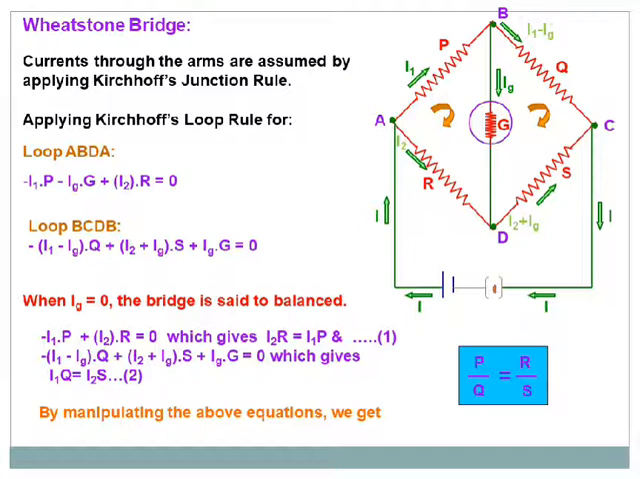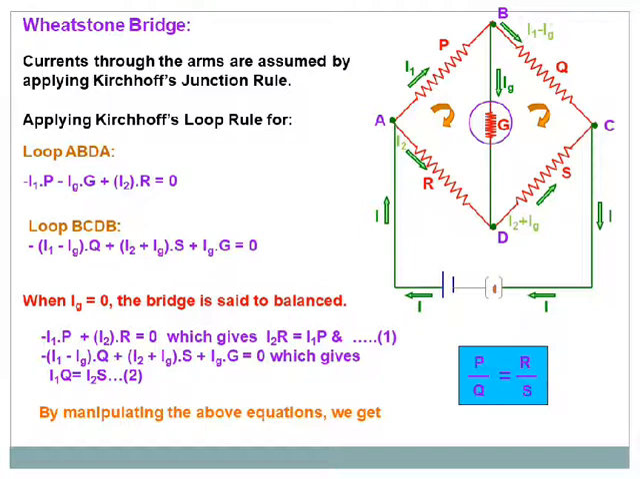Now, as we said, this bridge is said to be balanced if and only if the current through the galvanometer shows zero deflection. Now we are going to put the value Ig is equal to 0 in both the equations which we derived from applying Kirchhoff's law. By putting Ig is equal to 0 in the first equation, the second term gets cancelled. We get only two terms: minus I1 into P plus I2 into R is equal to 0.